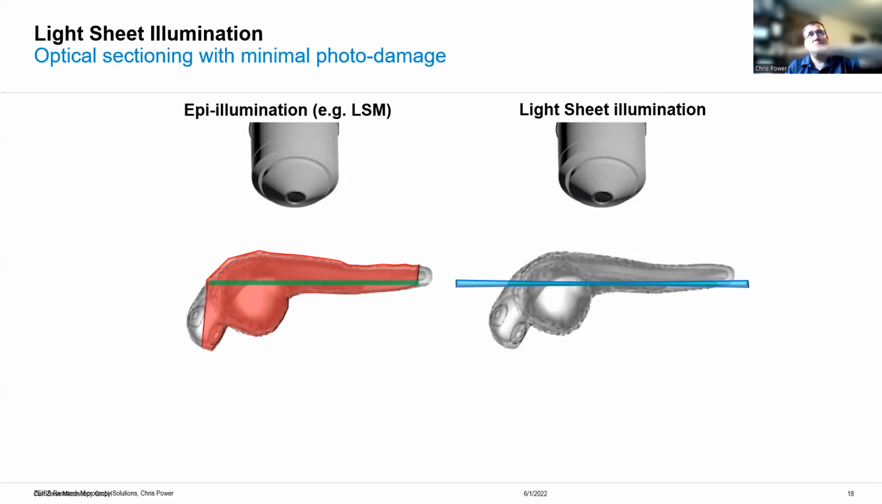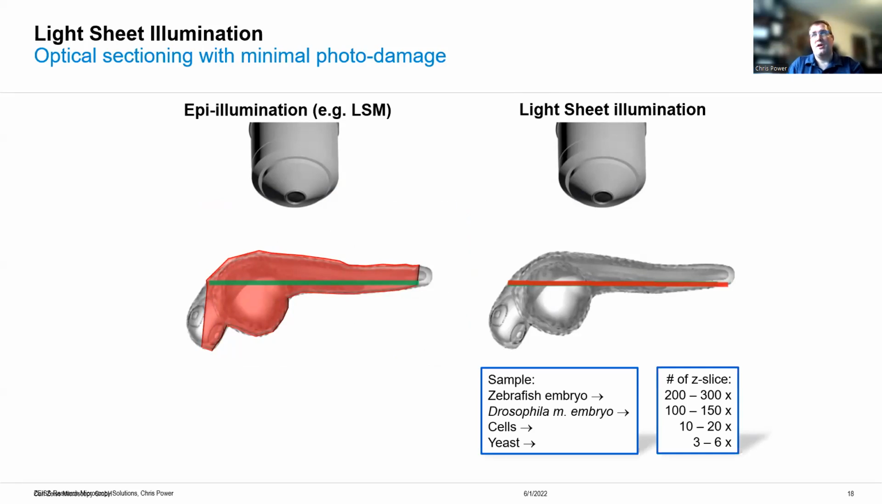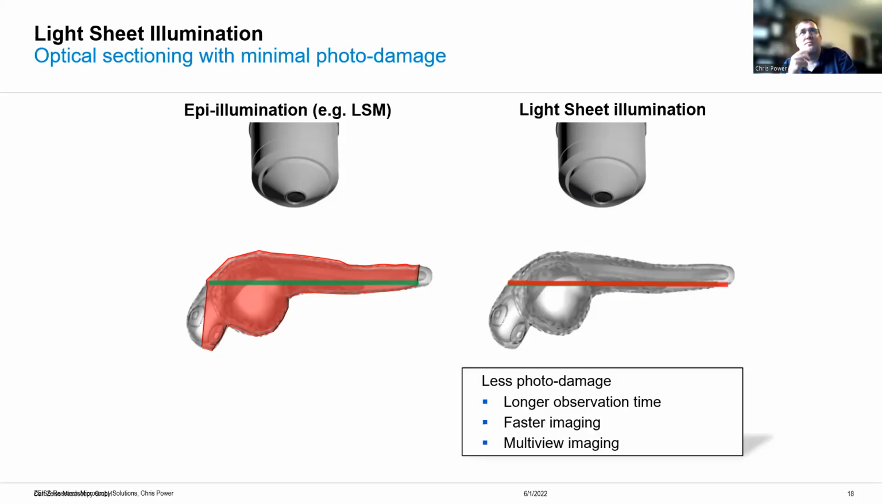And this means the more Z you have, the more Z sections you would need to acquire, the better the reduction in photobleaching. So simply put, if you have a zebrafish which needs 300 Z planes to acquire, you are 300 times gentler than doing it in an LSM or some other technique. And that's just because of the advantage of only illuminating the plane of focus. And you can use this sensitivity to image for longer, for quicker, from multiple views, etc.